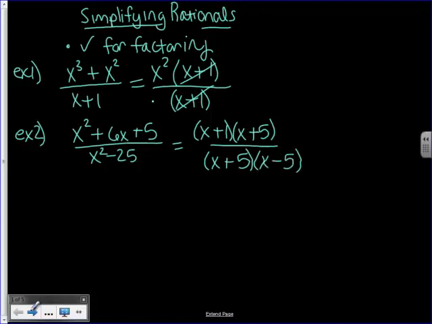What can I cancel? Again, my x plus 5s, because there's multiplication here. All right, in order to do the canceling trick, if you will, it must be multiplied by another factor. If it's added to another type of factor, you cannot do that. Okay.